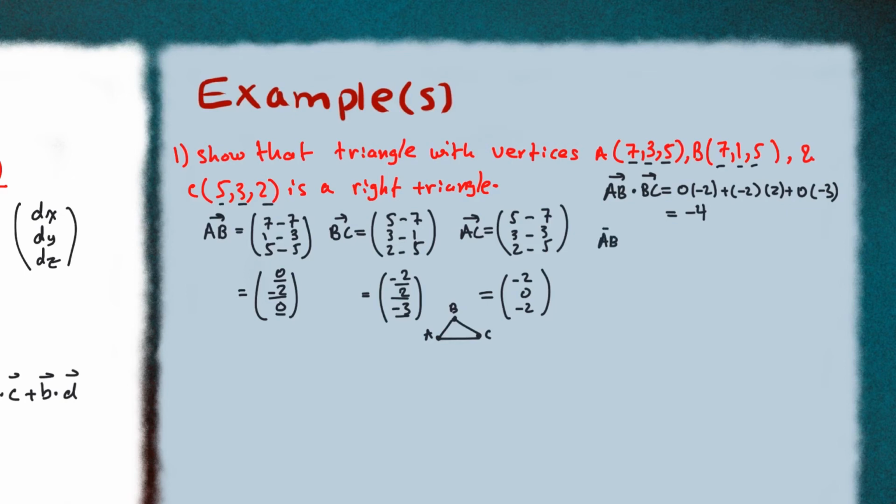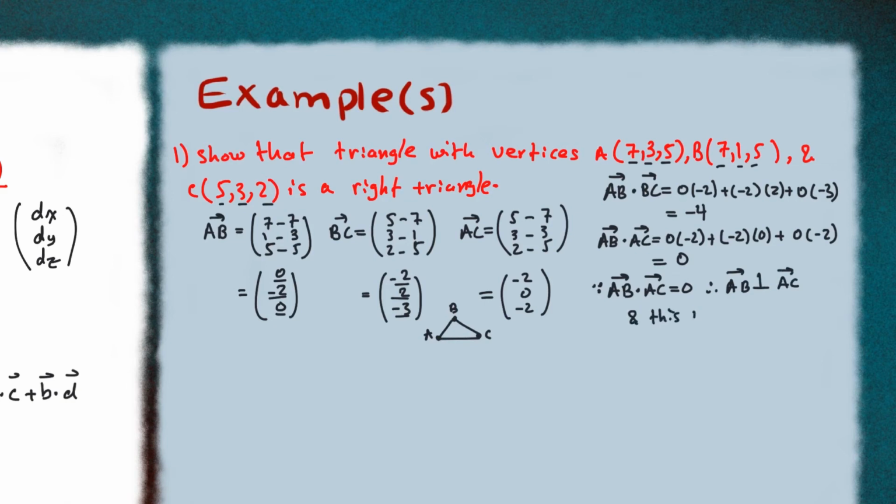Next, we'll look at the dot product between vectors AB and AC, which should give us information about angle A. And we'll multiply their x components, y components, and z components and add them together. In this case, we get 0. And this means that since the dot product of vectors AB and AC is equal to 0, these two vectors are perpendicular to each other, and this means that we got a right triangle.